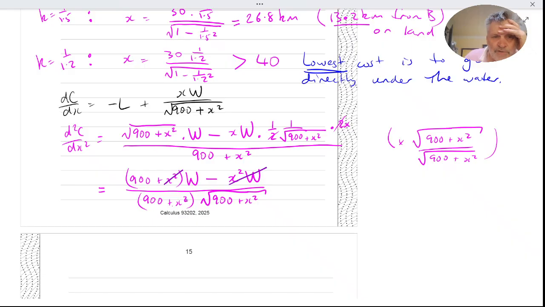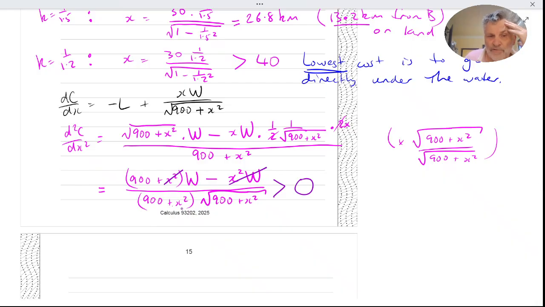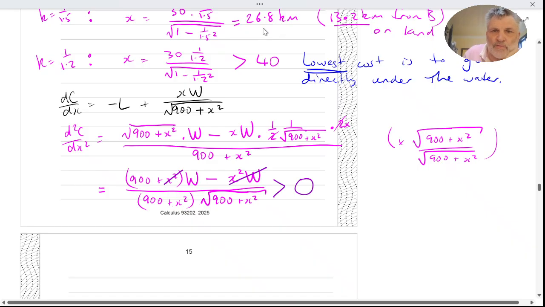We can put our values in for x squared and work out what this is, but we don't need those values. All we need to know is that this is bigger than 0. 900w is positive. 900 plus x squared will be positive. Take the square root, we'll get a positive. We've got three bits that are all positive. We have to be positive, and once we know that we've got a positive, therefore we have a local minimum.